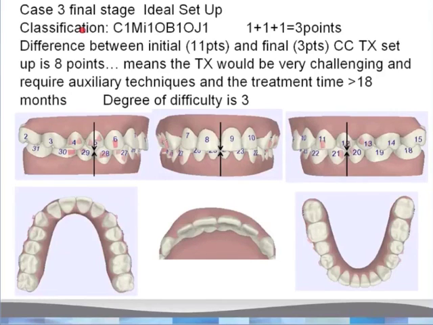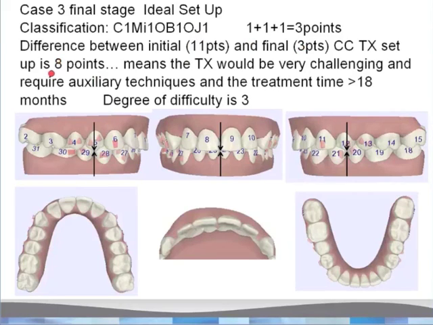So if we go through the classification now, if the patient walked into the office in this type of relationship and said, I want this upper space closed, but the bite was in this position, you could see we're down to 3 points. Why? Because it's an ideal posterior occlusion. We've gone from class 2 to class 1. And the overbite is improved. The overjet is resolved. And so all of those things that gave us the classification 3 has been resolved, so now we're down to 3 points. What's the difference between the initial, which was 11, and the final, which is 3? It's greater than 8 points.